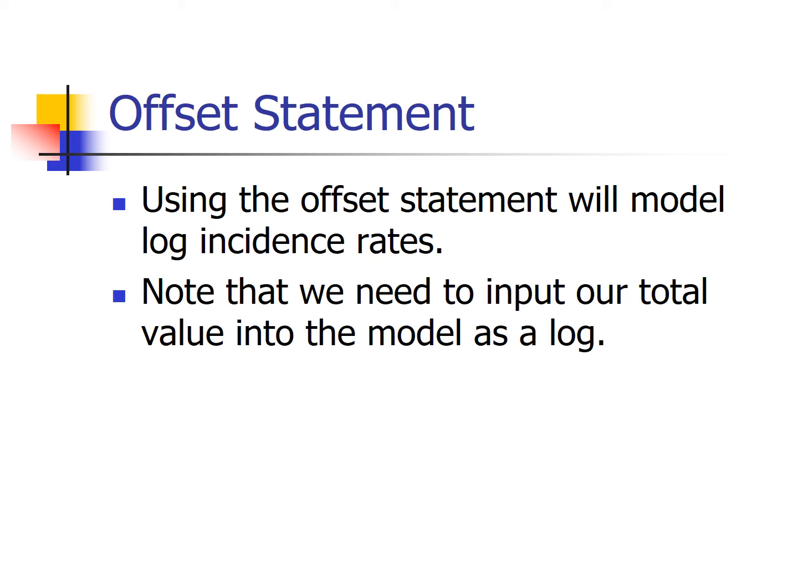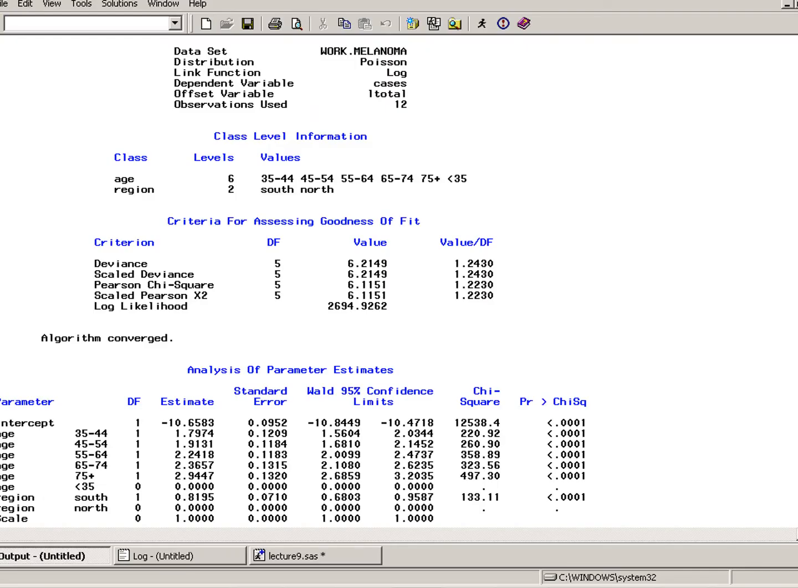So yeah, the offset statement. Using the offset statement models the log incidence rates. Note that we need to input our total value into the model as a log, as we've already said. Here's our output. I think we'll see in the next slide a significance test just for age and just for region, but both of those will be highly significant.